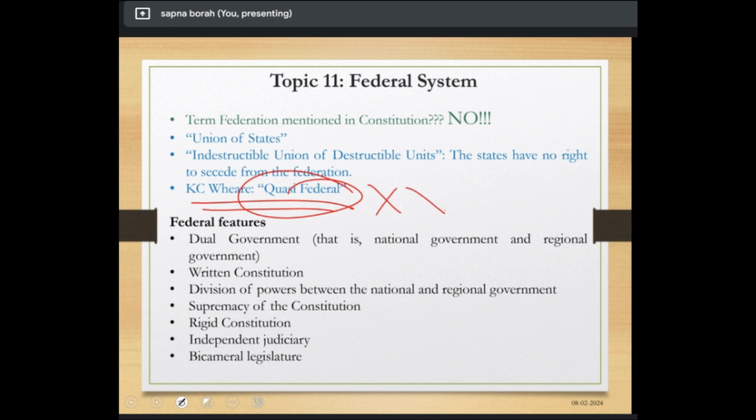This term is also not present in the constitution. Okay, this is not a formal term. It's just given by a juristic opinion, that's it. Is the term federation mentioned in the constitution? No. Very very carefully keep this in mind.